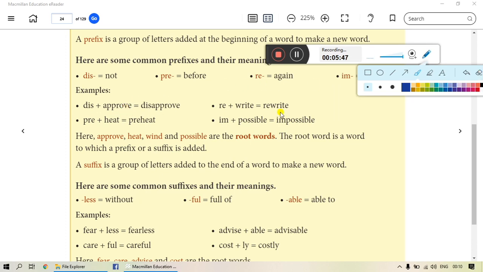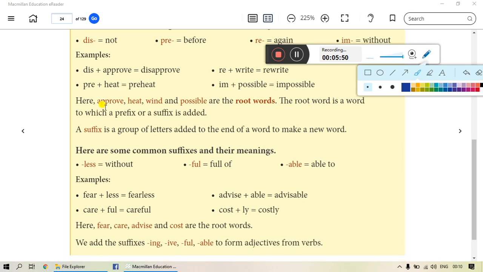Okay, like this, there are many words in the English language. Here: approve, heat, wind and possible. I think this is a printing mistake, it's not wind, it's right. Approve, heat, right, possible are the root words, which means it's the base word, the original word. The root word is a word to which a prefix or suffix is added. This is the prefix and this is the root word. Always a prefix or suffix will be added to the root word or the base word, the original word.